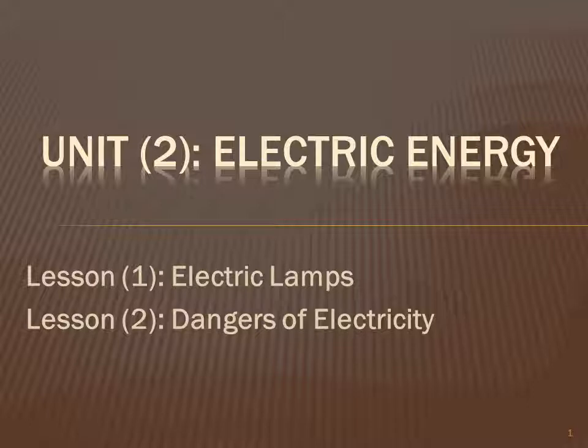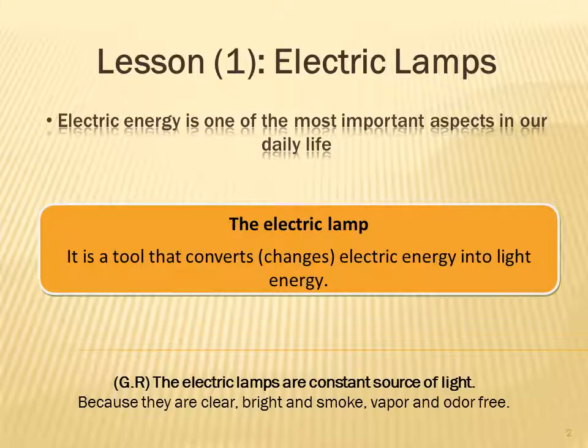Today we have a very interesting lesson. It's Unit 2, Electric Energy. This unit consists of two lessons. Lesson 1, Electric Lamps, and Lesson 2 is Dangers of Electricity. Let's start our first lesson, Electric Lamps. But let's talk first about electricity or electric energy.